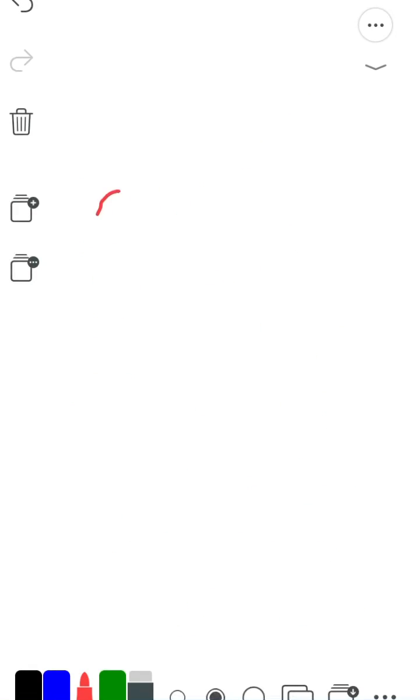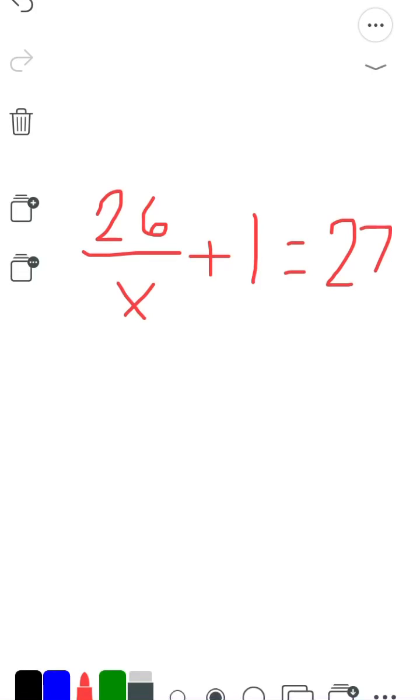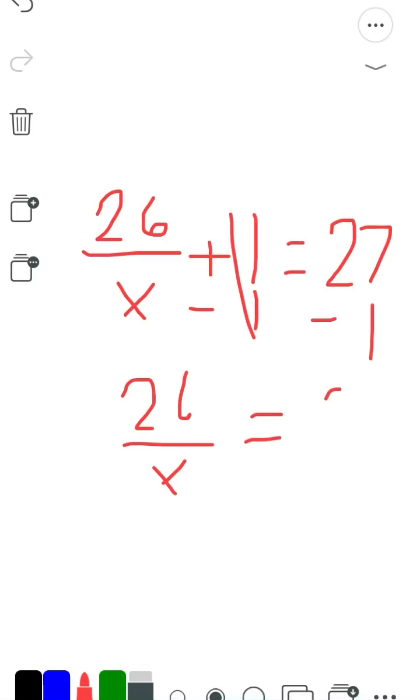Okay, so we're going to do a different problem here. So I'm going to write 26 divided by x plus 1 equals 27. So how do we solve this? So first we need to get rid of the ones that are not attached to x. So plus 1 is easy to get rid of first. So we're going to subtract 1. So 27 minus 1 is 26 on the other side. So now we are left with 26 divided by x equals 26.